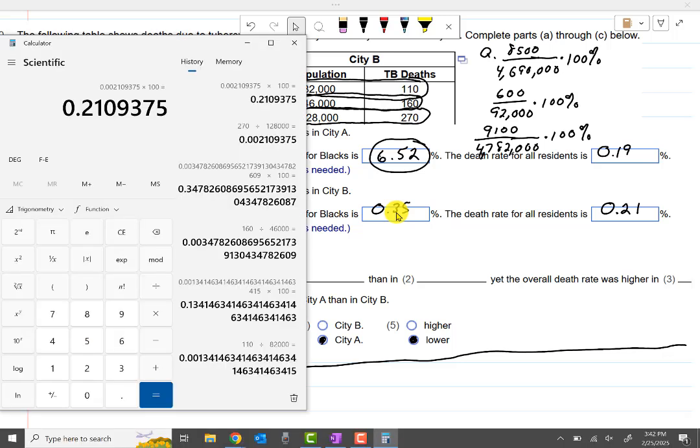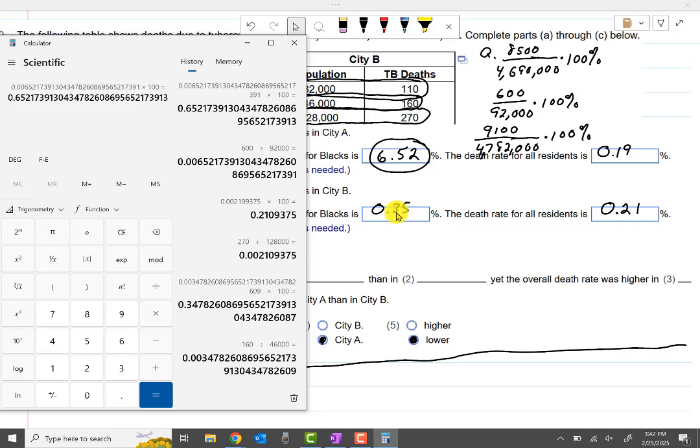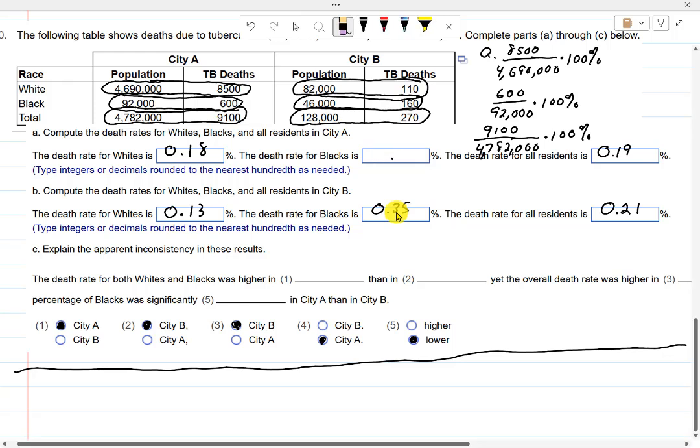We had 600 divided by 92,000. I think I might have only done 100. I don't remember. And then I'm going to multiply by 100. So make your adjustment here. This is actually 0.65%. Let me go ahead and fix that.